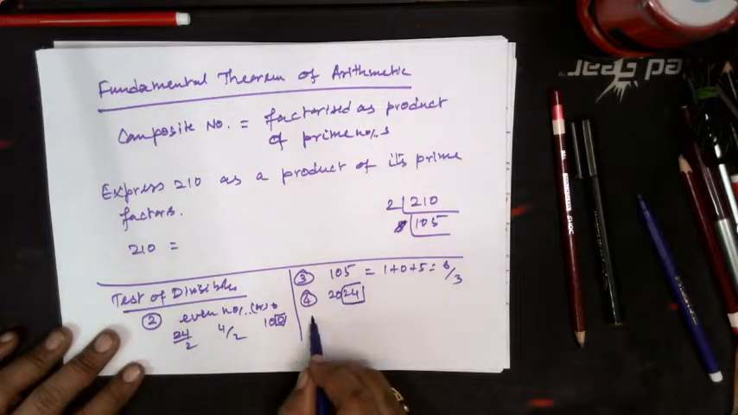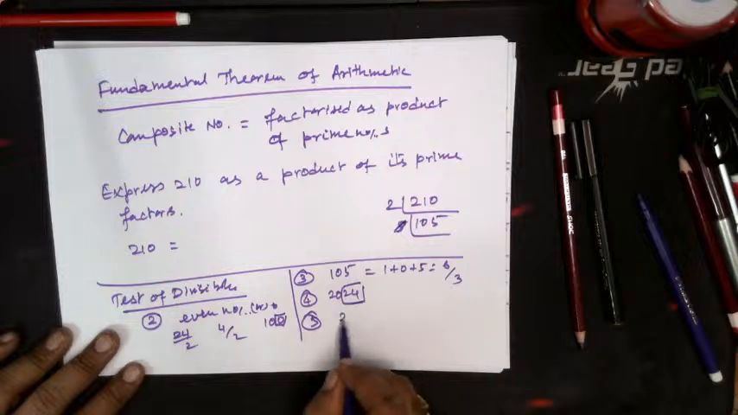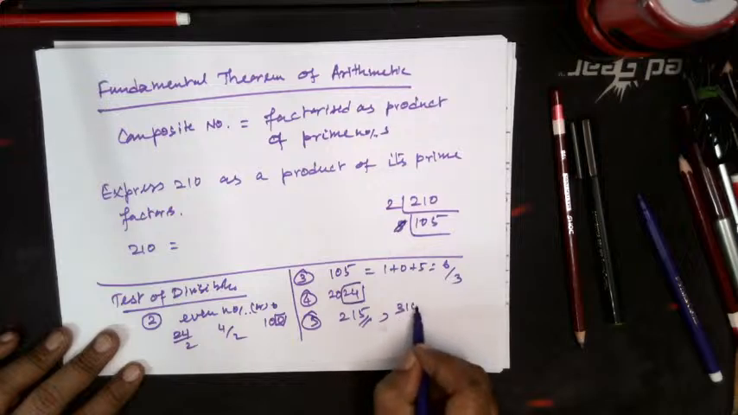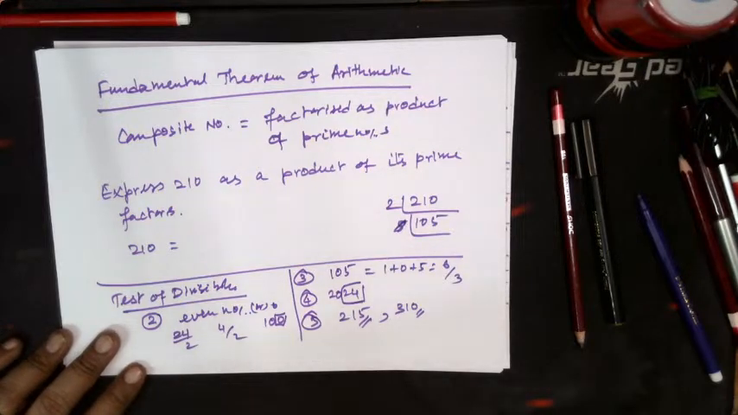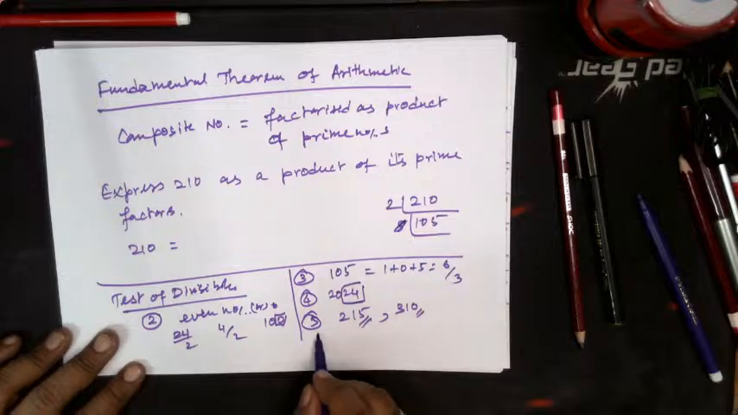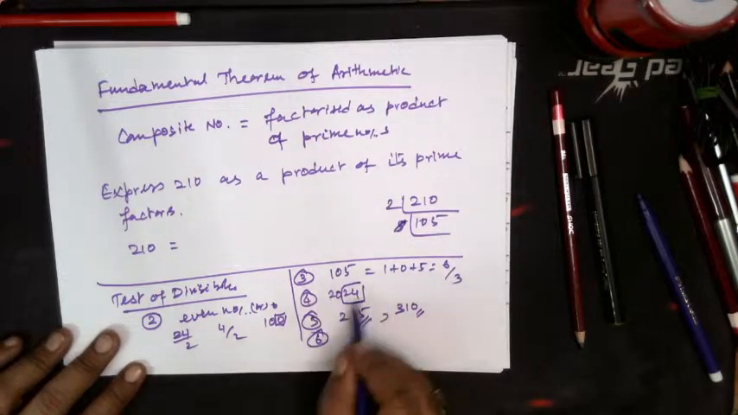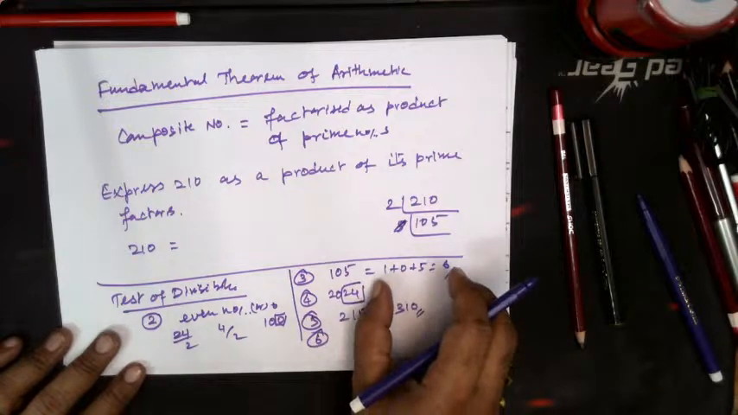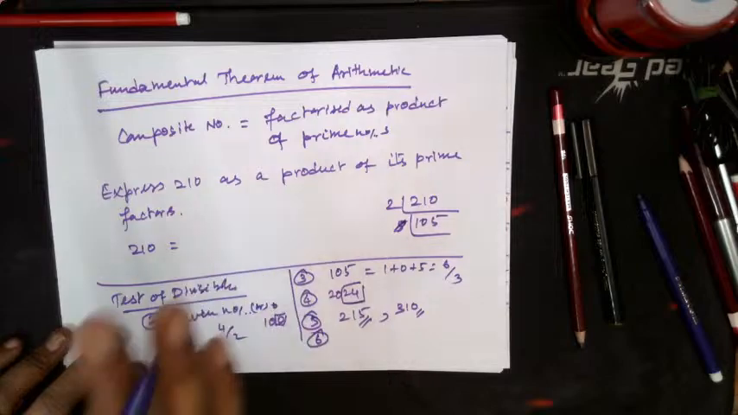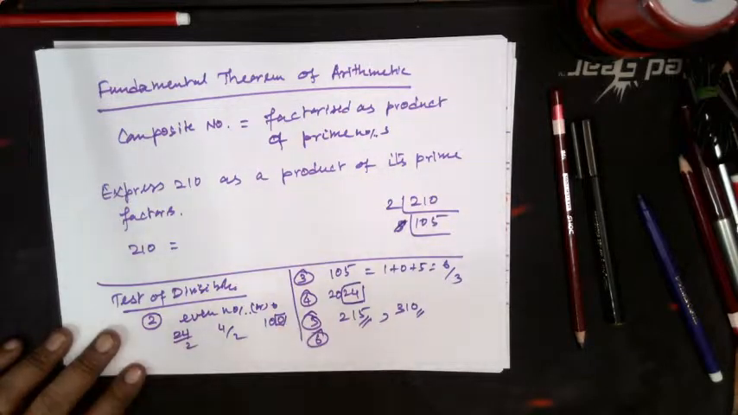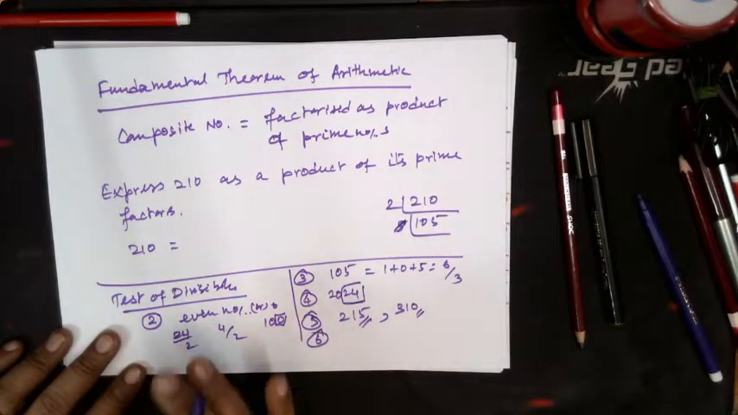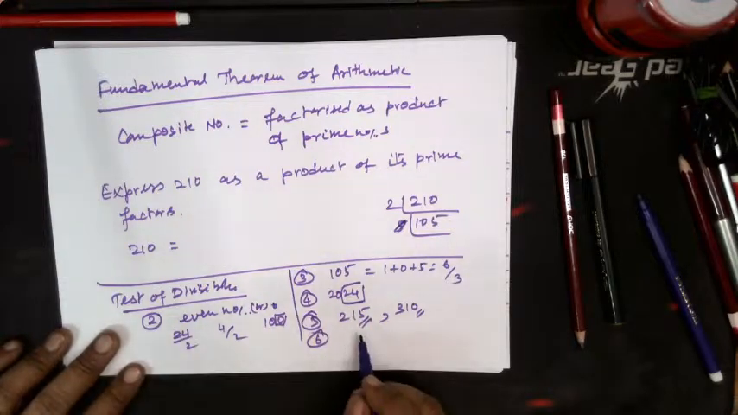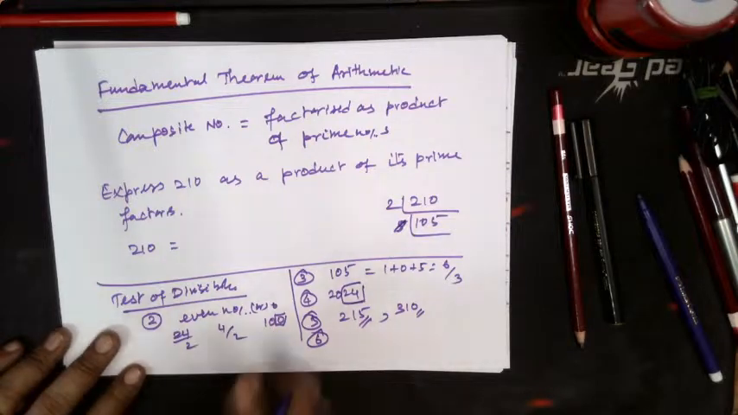And similarly for 5, for example, 215 is divisible by 5, and also 310, it should end with 0 or 5. So for 6, you can try with 2 and 3: if it is an even number and also works for 3, then you can declare it is divisible by 6. So likewise it goes. For 8, the last 3 digits. For 9, it should be the multiples of 9, the sum of digits will be 9. For example, 81 means 8 plus 1 is equal to 9. So that is divisible by 9.